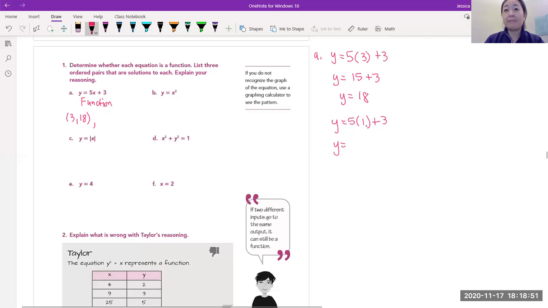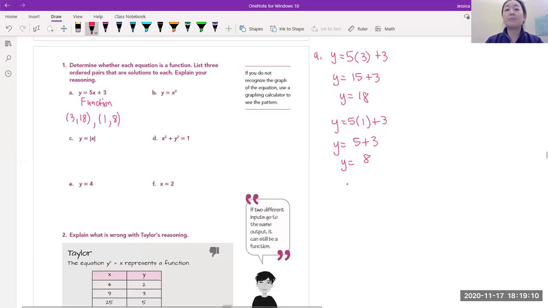So y is equal to 5 times 1, which is 5, plus 3, and this is going to be 8. Okay, do you see how I'm writing my work out like this? On a test, I would imagine that you would write your work out like this, so I can see what you're thinking. So we're going to write the ordered pair 1, 8.